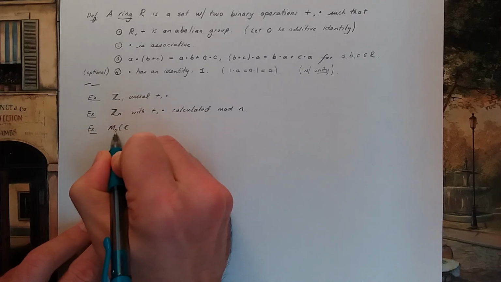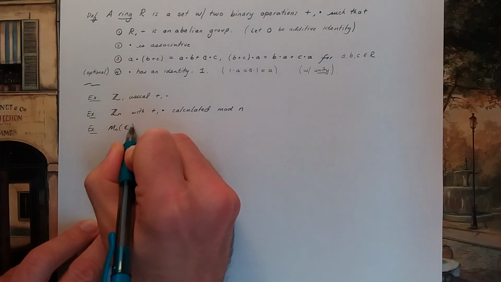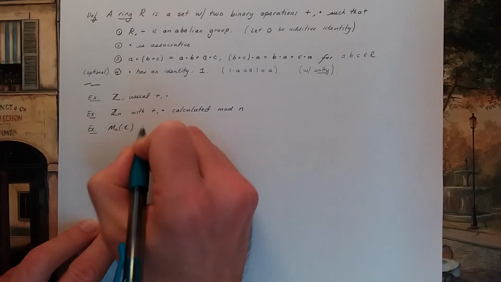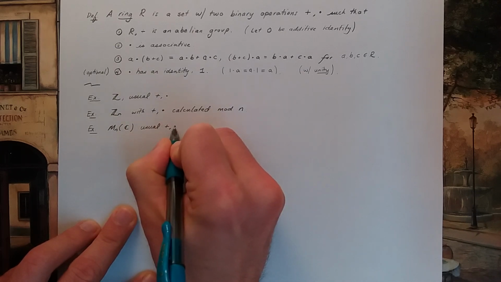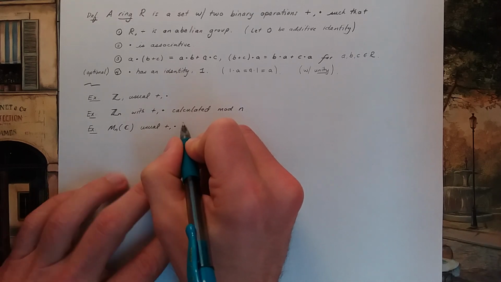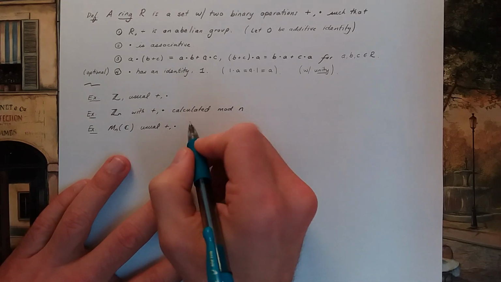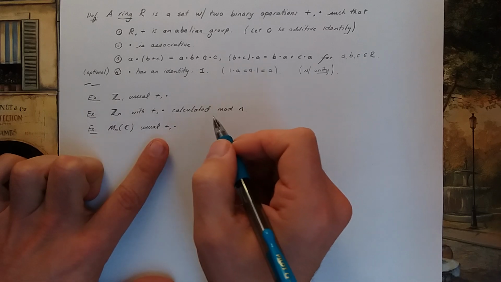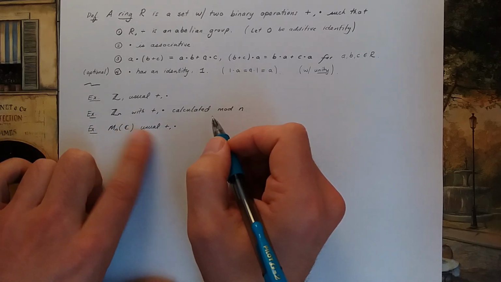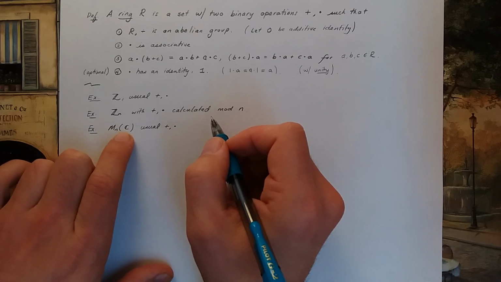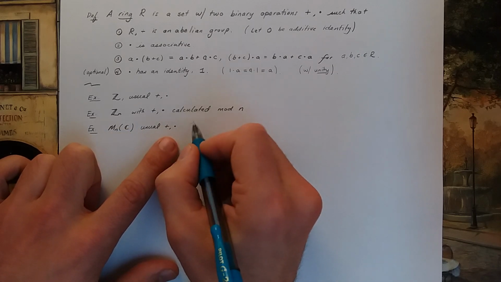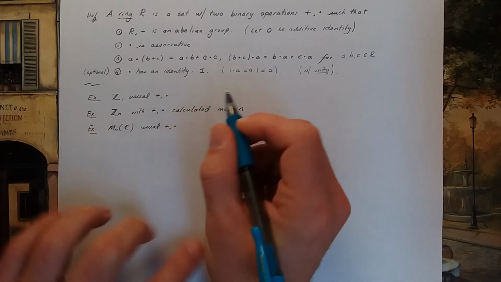But if I look at n by n matrices with entries in the complex numbers, with the usual addition and multiplication of matrices. This is a ring. I can add two matrices, I can subtract two matrices, and I can multiply two n by n square matrices together. That's fine. But this is a non-commutative ring because the multiplication is not commutative.